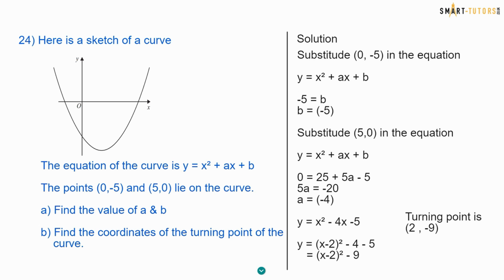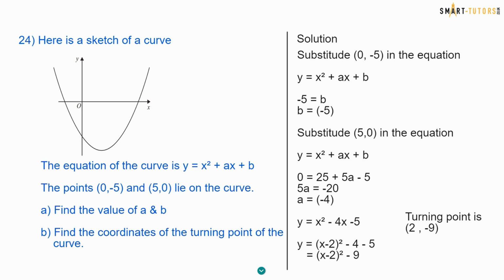The solution is that you substitute the 2 points into the equation. The first point is (0, minus 5). When you substitute, the first becomes the x and the second becomes the y. So if you substitute x equals 0, y is minus 5, equals b. So b equals minus 5. Straight away we found b.